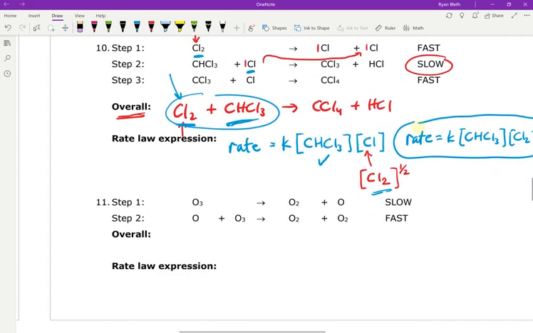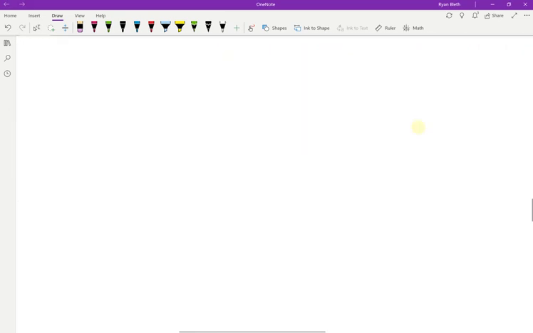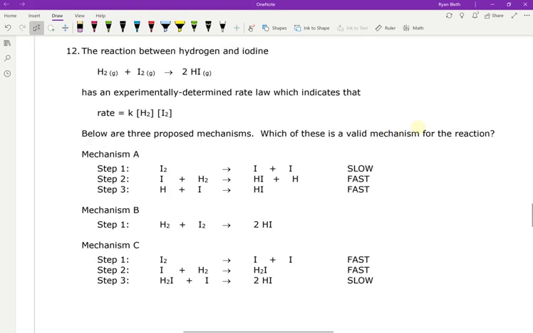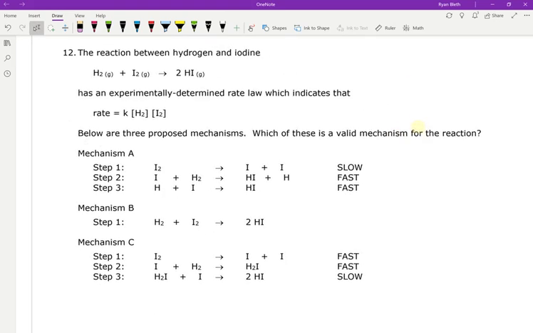Let's take a look at number 12. 12 has some similar sort of challenges, I would say, but we have to think through a few different options for mechanisms. And they ask us to decide which of these three mechanisms, A, B, and C, would be a valid mechanism for the reaction if this is the rate law. So it's kind of doing what we just did, but in reverse.